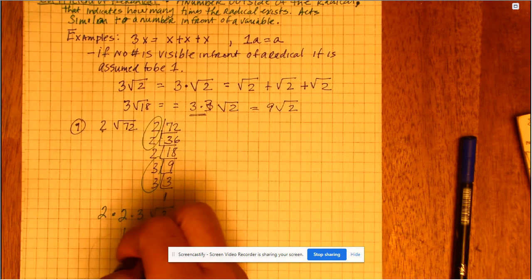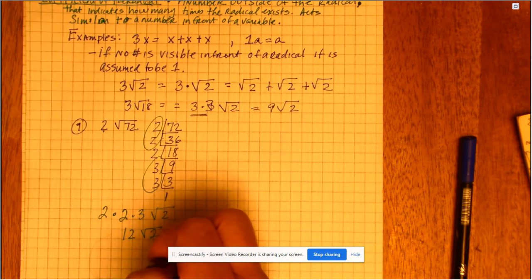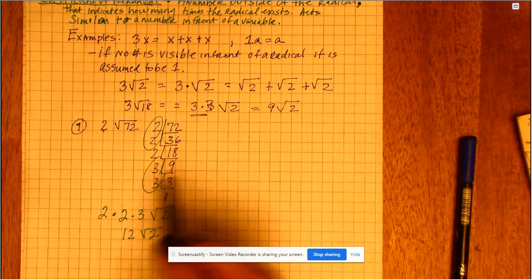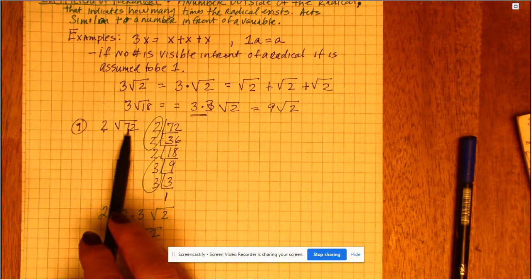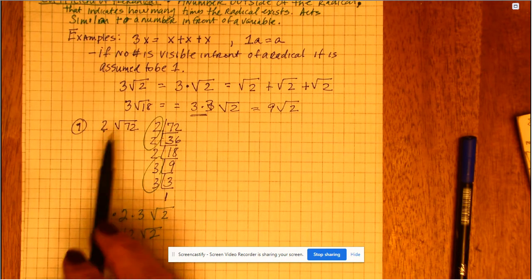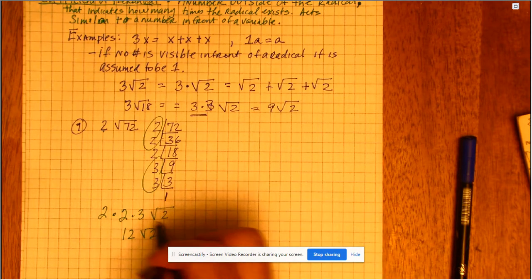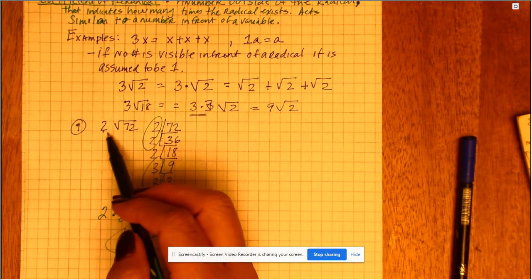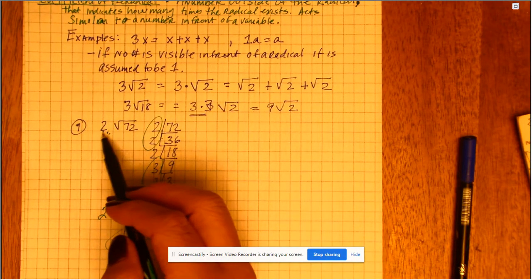So I'd wind up with 12 radical 2, because the 2 outside already tells you that essentially radical 72 exists twice. Okay, so that's the second part. What I just wanted to show you guys is what we would do if we already have something outside of the radical.